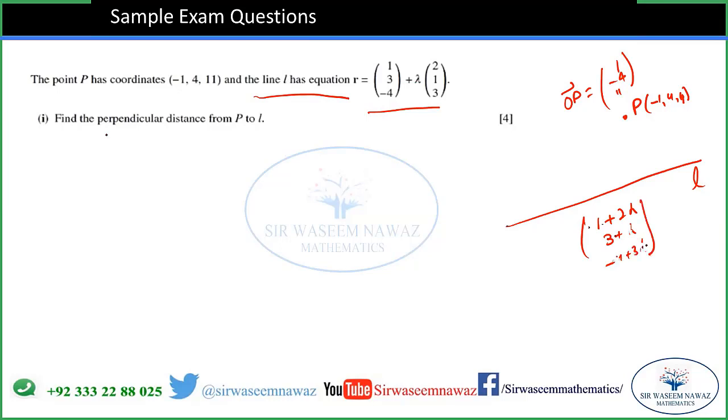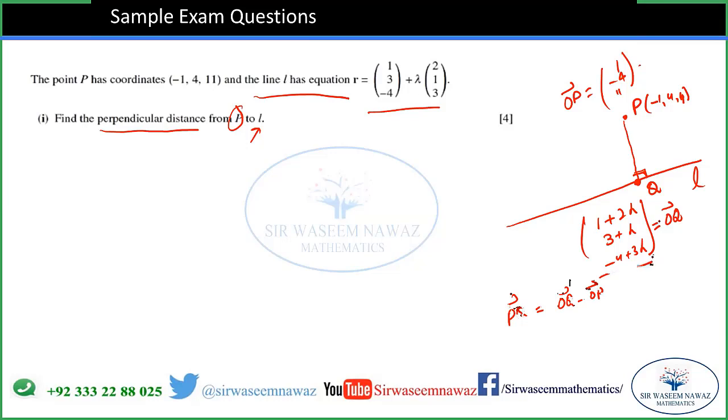Now the question is, find the perpendicular distance from point P to the line L. So I want to find this perpendicular distance. Tell me, how can you find the perpendicular distance? Let's suppose this point is Q here, so this will work as our position vector OQ. This is our OP. Can you find PQ? What will be PQ? PQ will be OQ minus OP.